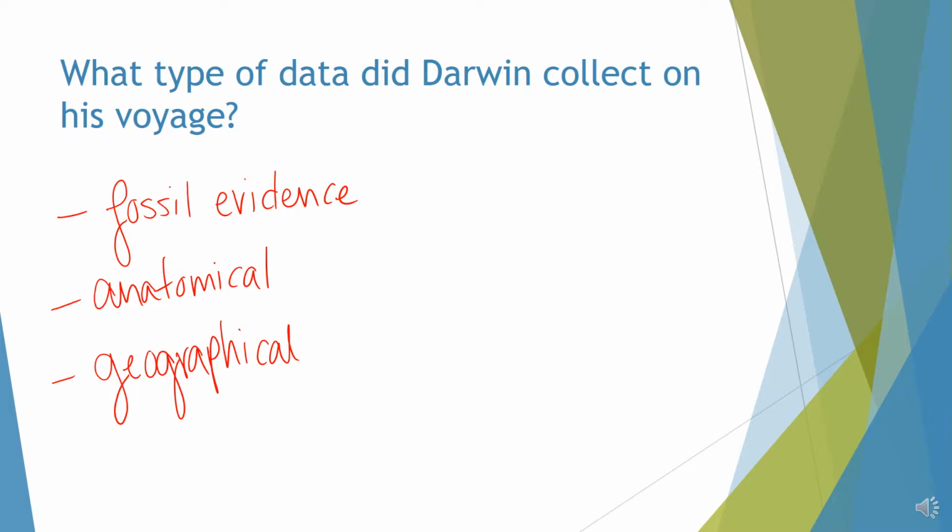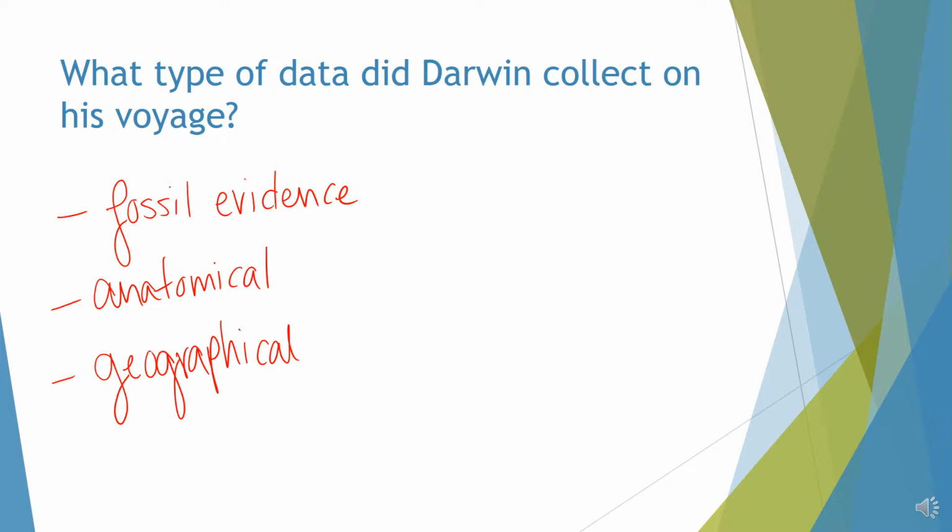So he noticed that certain organisms on different islands, the different islands that they were on, actually affected some of their anatomical structures. So they looked a little bit different. They had different structures based on which island they were found on, which is kind of cool. And that is due to the geographical data, or landscape basically, of the island.